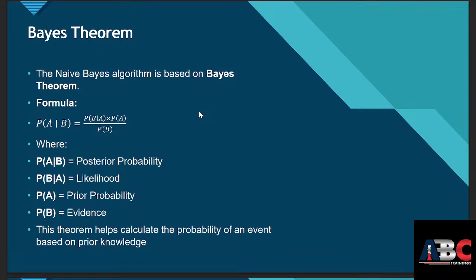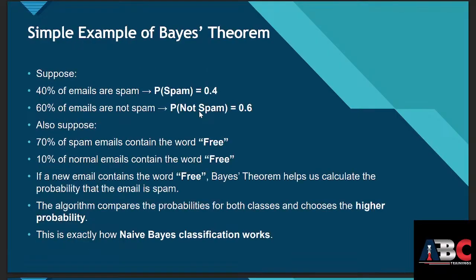Simple example of Bayes theorem. 40% of the emails are spam, so P(spam) is 0.4. The 60% of emails that are not spam give P(not spam) equal to 0.6. Also, suppose 70% of the spam emails contain the word free, and 10% of the normal emails contain the word free. If we know an email contains the word free, Bayes theorem helps us calculate the probability that the email is spam.